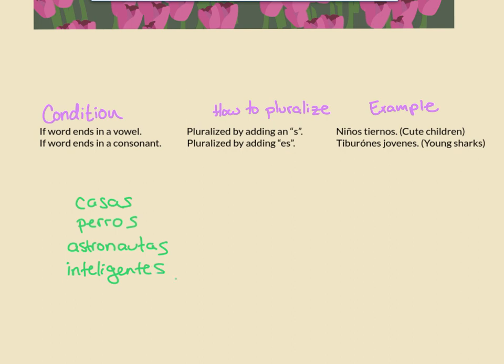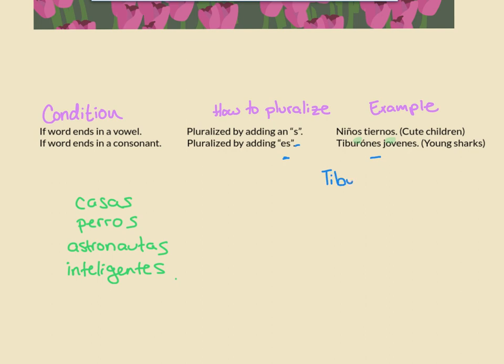If you have a vowel like tierno as well, which is cute, you just add an S and you pluralize it. If you have a word that ends in a consonant, now to pluralize that, you need to add an E and an S at the end. Okay? So for example, in the case right here, tiburones, sharks.